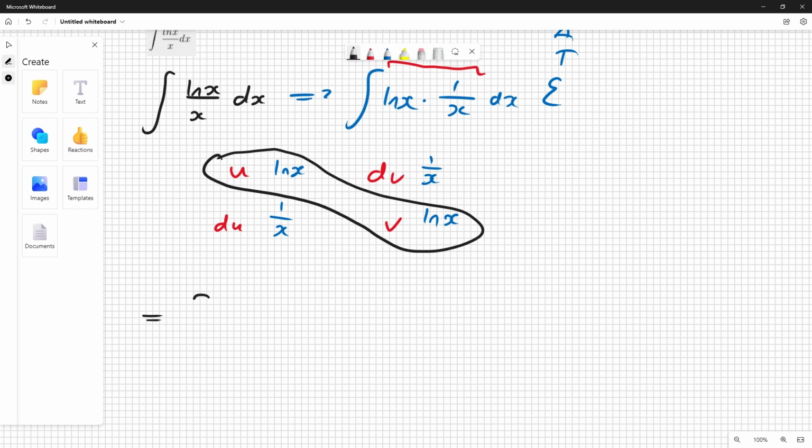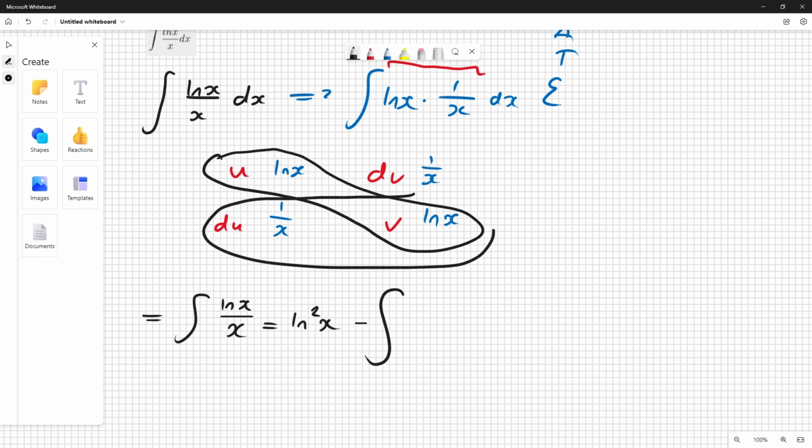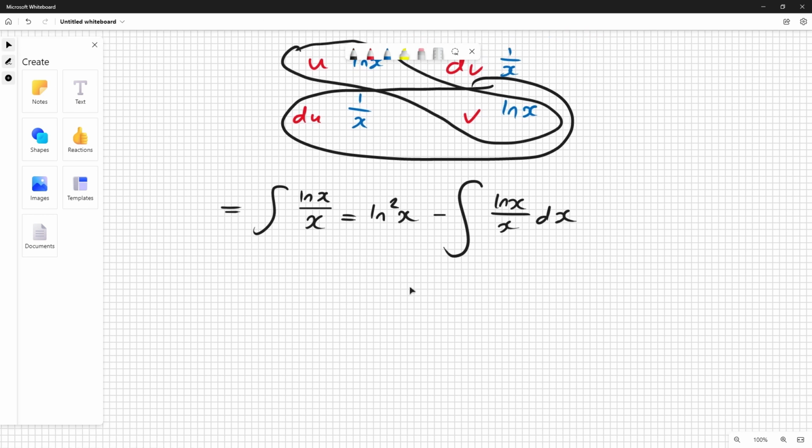So I'll rewrite the whole thing. The integral of the natural log of x over x is the same as u times v, so the natural log of x all squared, which is written as ln squared x, take away the integral of v times du, which is ln x over x dx. That might look slightly strange. We have the exact same integral here.